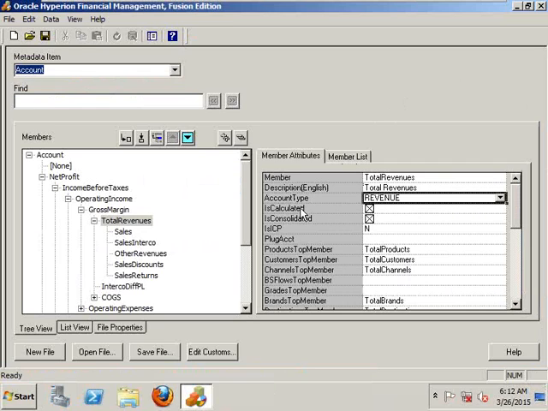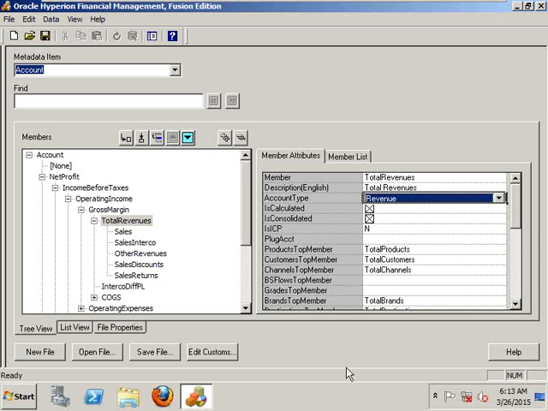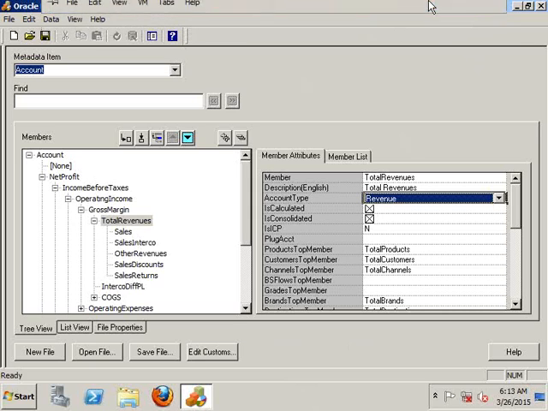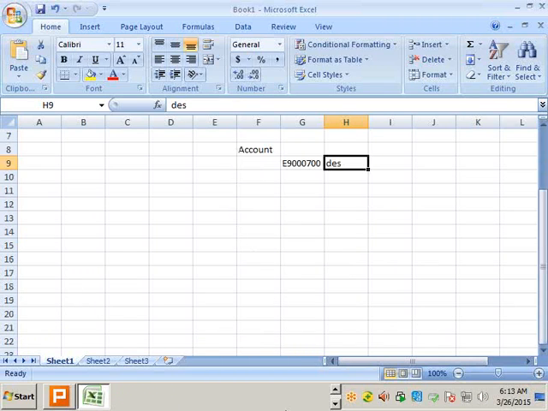Account type is the most important one, and we have to know all the account types. Here we have a total of 10 account types. Using only these 10 account types we can tell the business what the members are. Coming to the properties one by one: revenue and expense, these two types are there. So revenue and expense account types, why are we using them, and where can we use them?